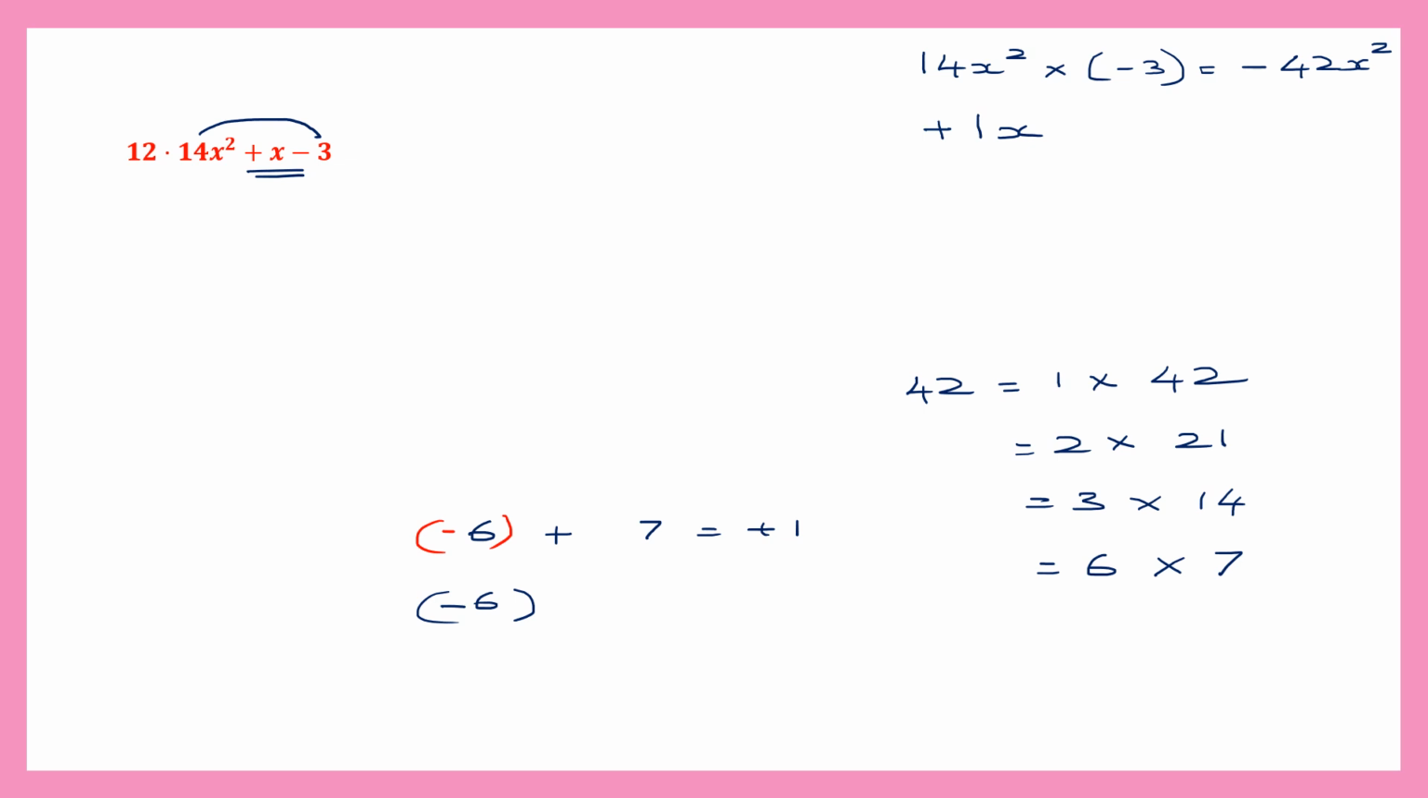Minus 6 into 7, minus into plus is minus, 6 sevens are 42. So here can you see when I take these two numbers and multiply, I get minus 42, which is here, minus 42. And when I add up these two numbers, I get plus 1, which is here. That means these are the two terms that I can split this into. So this becomes minus 6x plus 7x.